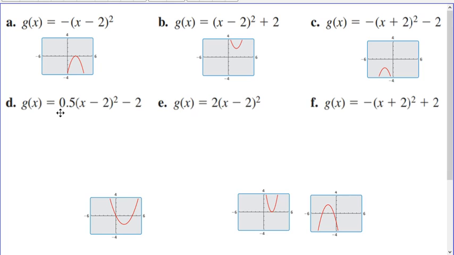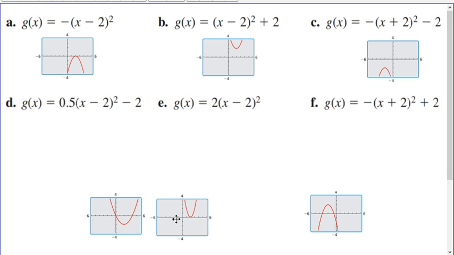This next one, we have a 0.5 on the outside. That's a positive number, and since it's less than 1, it means that my parabola has been flattened. Okay? Now, it's a little hard, but I can tell between this parabola and this parabola that one of them has been flattened. Okay? But let's keep looking at the rest of the function.